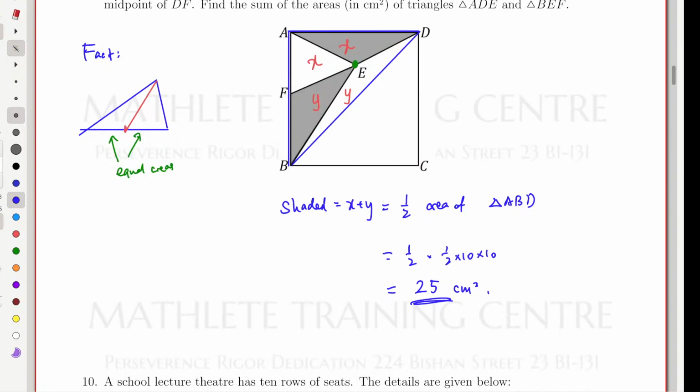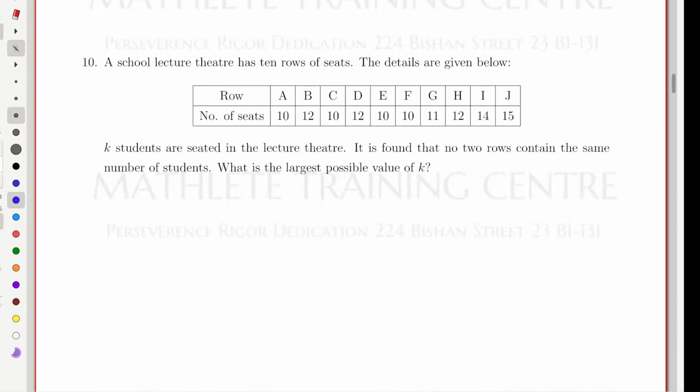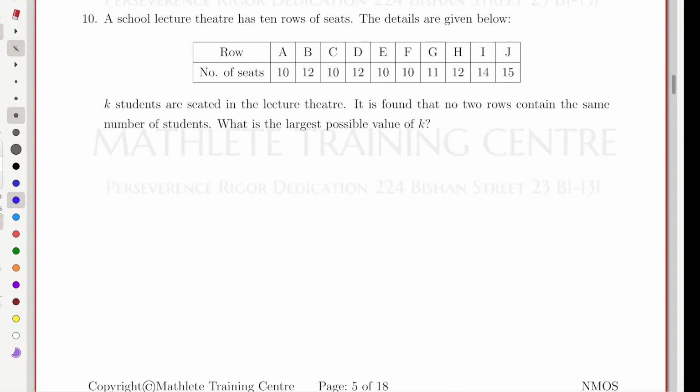Okay, let's move on to question number 10. A school lecture theatre has 10 rows of seats, and there are different numbers of seats in each row, as you can see, right? Some rows have 10, some rows have 11, 12, 14, and 15. Now we seat K students in the lecture theatre, and no two rows contain the same number of students. What is the largest possible value of K?